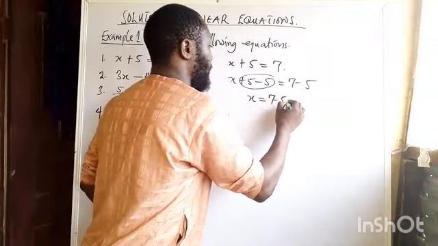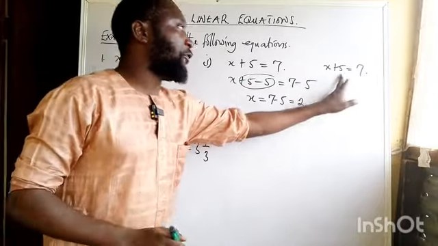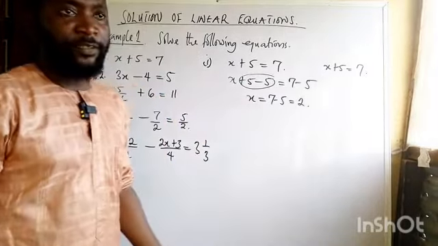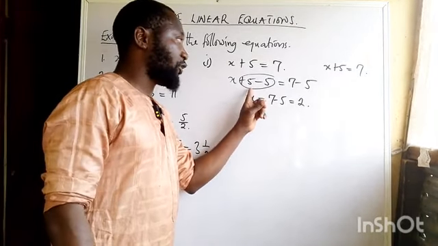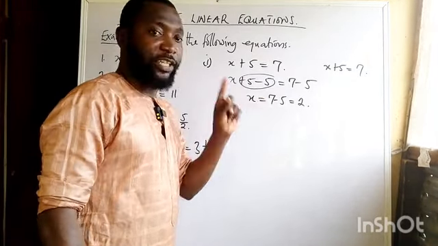In most cases, many people write x plus 5 equals 7, and they will just tell you to take 5 to the other side. What they are trying to do is subtract 5 from both sides, but they don't see it necessary to show you that. But if that is what you understand or you like, then you are still good to go.